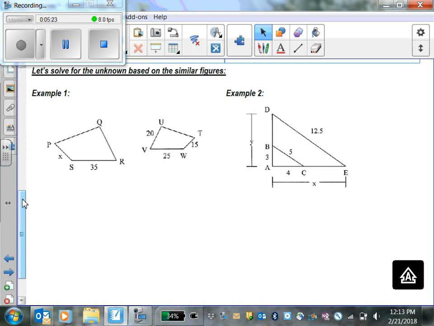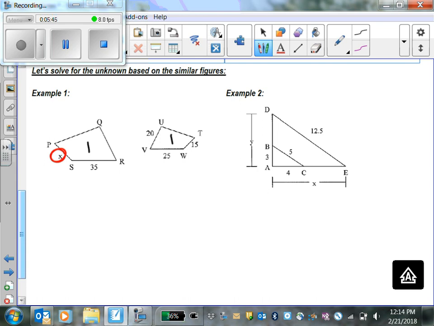So we know that this is similar to this. They're telling us that. Based on that, we know they're proportional. So we're going to find the unknown side length. And if you notice, here's the unknown side length, x. Everybody with me? Okay. So first, you have to figure out what corresponds with what.